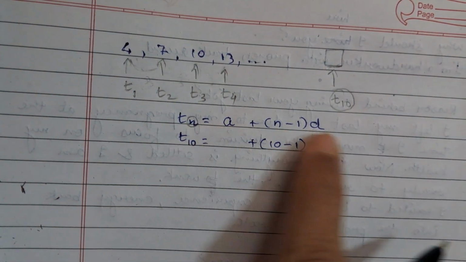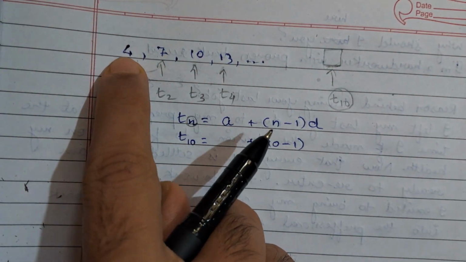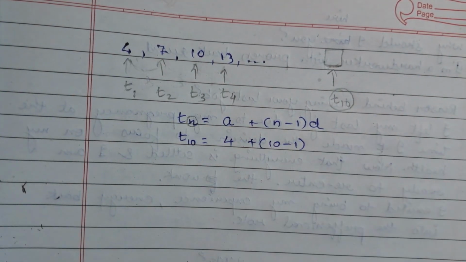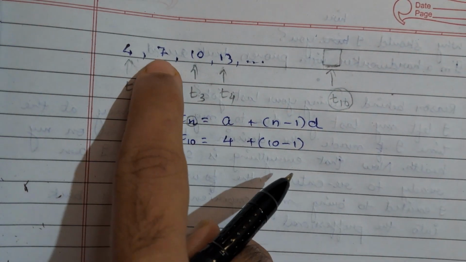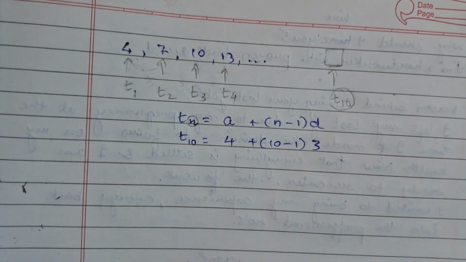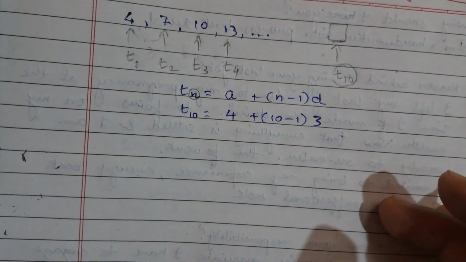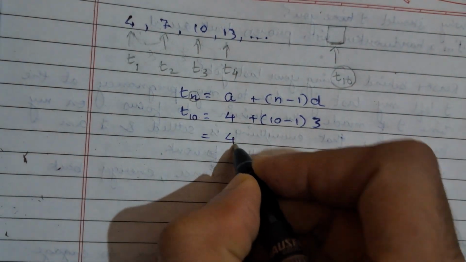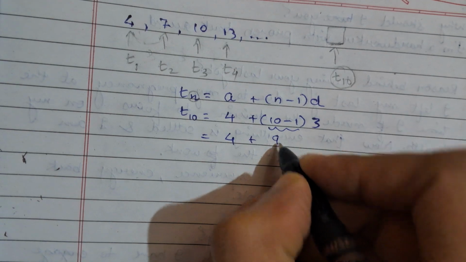And what about a and d? Who is a in this series? A means the very first number, we call it a, right? So it is 4. And what is d? D is the common difference. Common difference means simply the difference between the two numbers, which is 3. So you will use 3 over here. Now let's try to simplify this. What will this become? 4 plus, what is 10 minus 1? 10 minus 1 is 9.